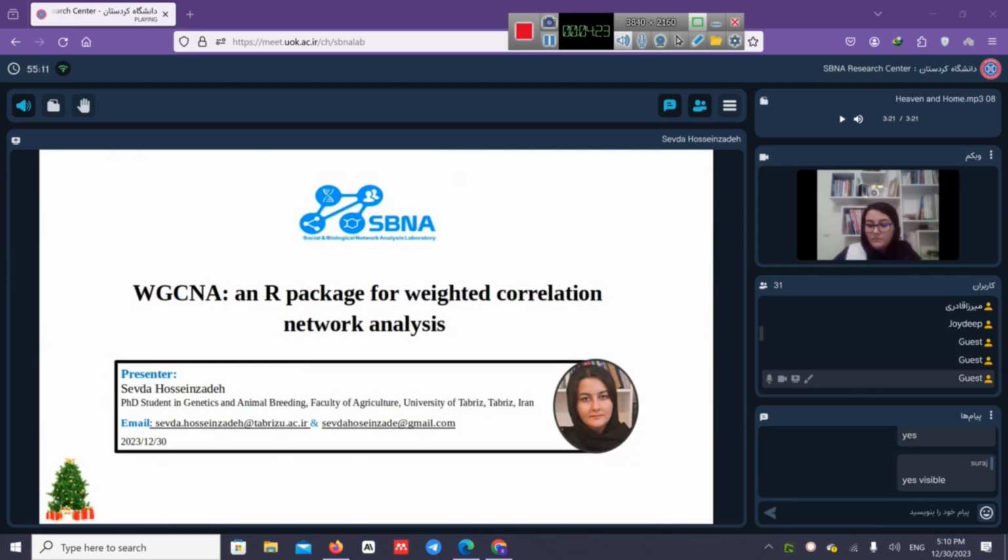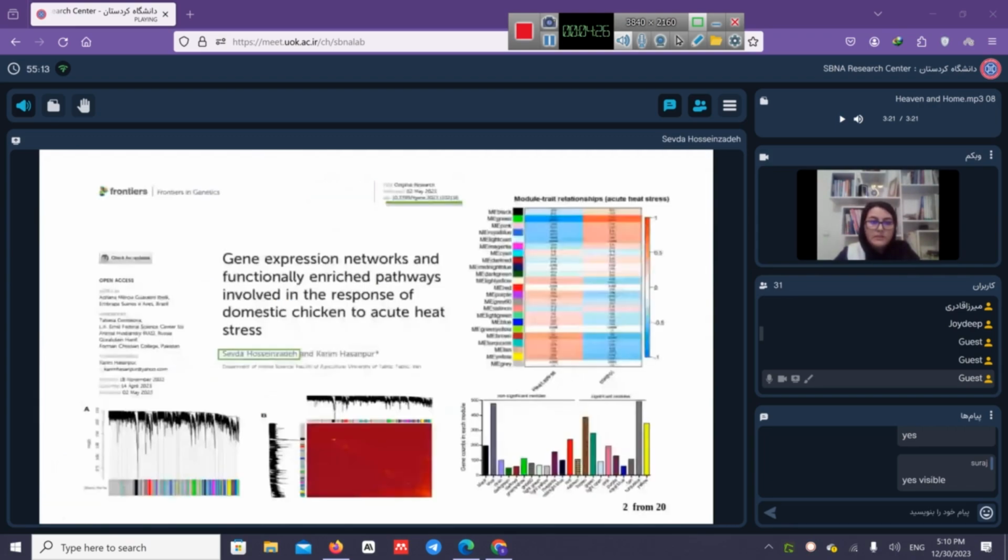This is one of my latest papers, and we could publish it in the Frontiers in Genetics journal in 2023. Based on this paper, we could identify the differentially expressed genes related to heat tolerance in chicken. And for the validation part, we used the WGCNA analysis tool. Therefore, all of the details we used in this paper, we're going to talk about all of that.